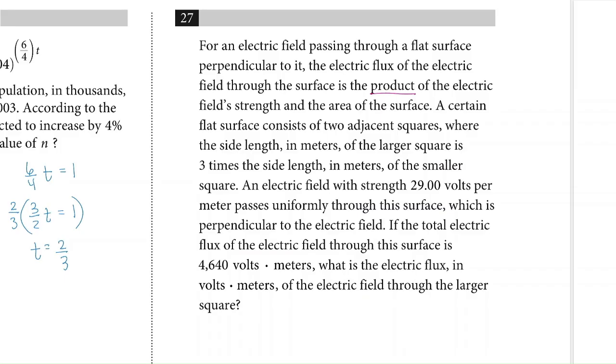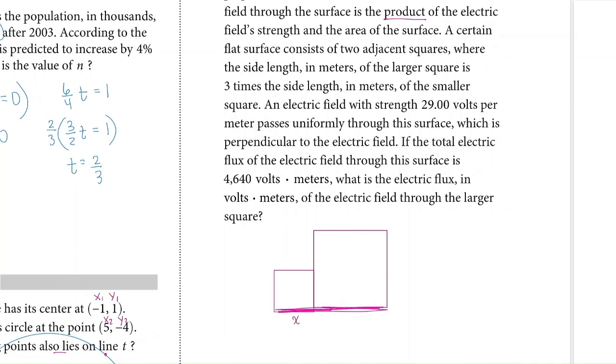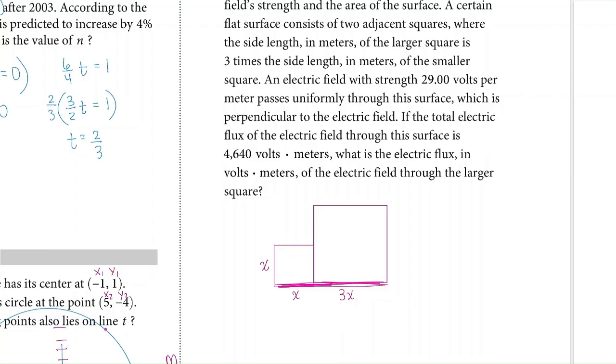First thing that we're going to do is draw this out. The surface consists of two adjacent squares, so I'm literally just going to draw two squares that are right next to each other. The smaller side length is going to be x. The larger square is going to be 3 times that side length. Since it's talking about surface area, the smaller area is going to be x squared, and the larger is going to be 9x squared.